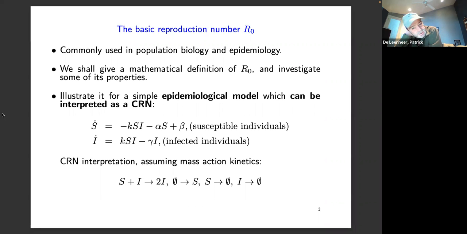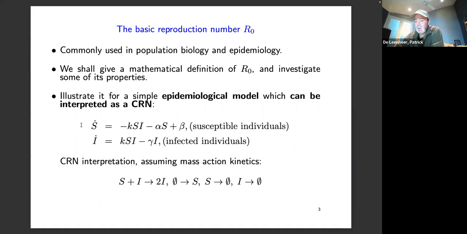And as an illustration, we'll use this basic reproduction number. And actually, I want to discuss something that perhaps is less relevant to this crowd, but more for people working in epidemiology. But I'll discuss a very basic and simple epidemiology model that turns out can be modeled as a chemical reaction network quite straightforwardly. Okay, so here's the model.